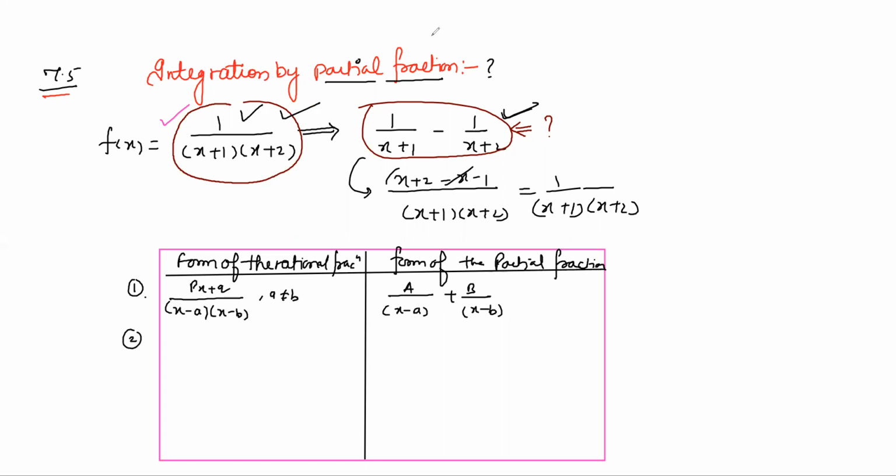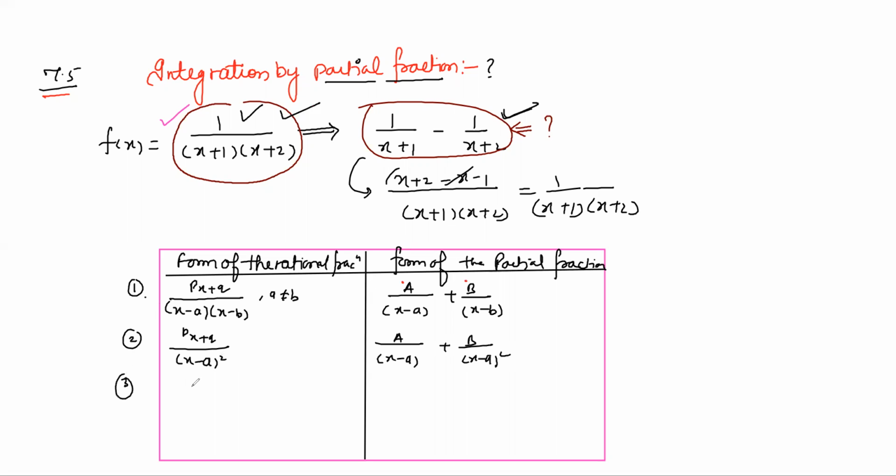Now one more question is arising in your mind: what is the value of this A and B? We need to find that out, and we'll do it in the questions. Just write it down first. Second: (px plus q) upon (x minus a) whole square. I can write this as A upon x minus a plus B upon (x minus a) whole square.